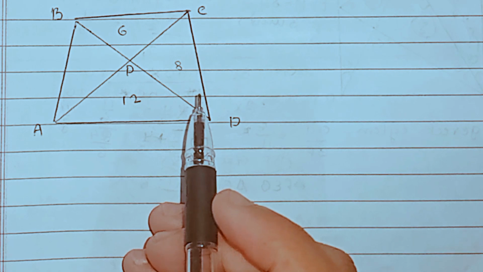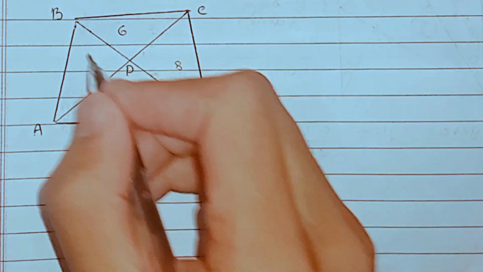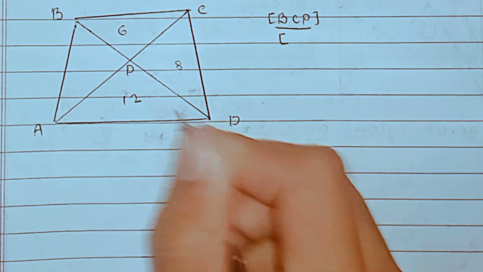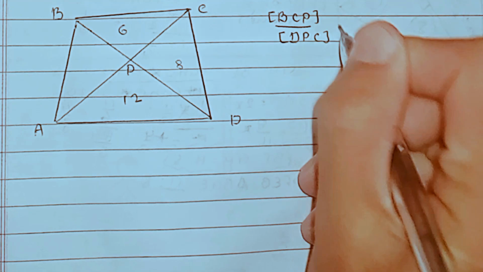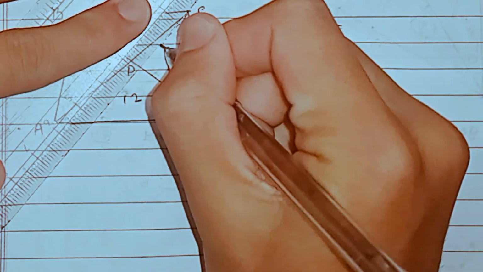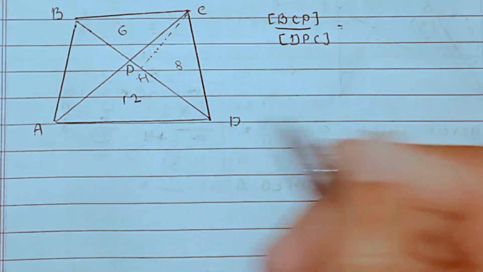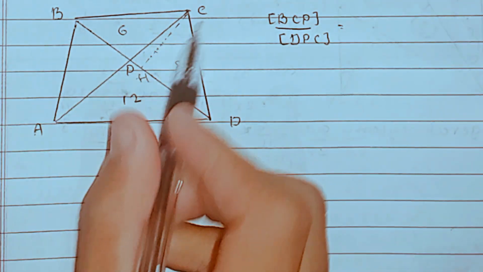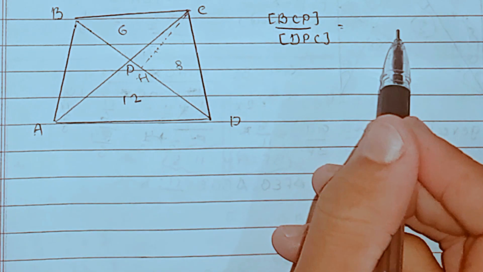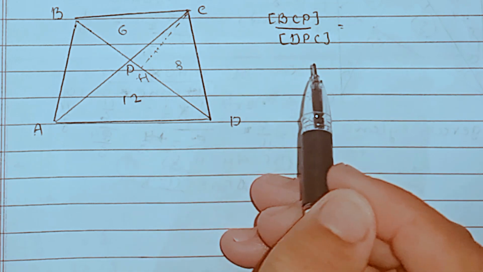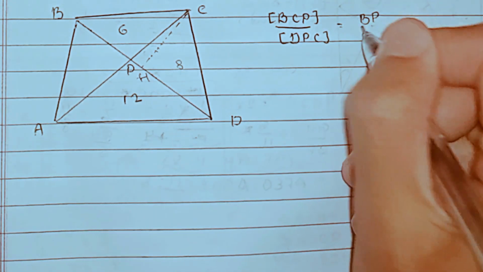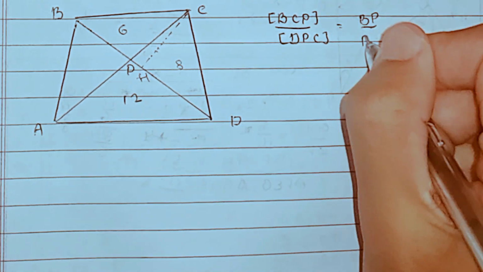Now let me try. First, let's write the area of BCP upon the area of triangle DPC. We know that the area of a triangle is equal to 1 by 2 base into height. So let's assume that this line right here, CH, is the height of these two triangles BCP and PCD. This is equal, so if we do 1 by 2 base into height, the height will be cancelled out and 1 by 2 will be cancelled out. We will eventually be left with the base, that is BP for this and PD for the other.